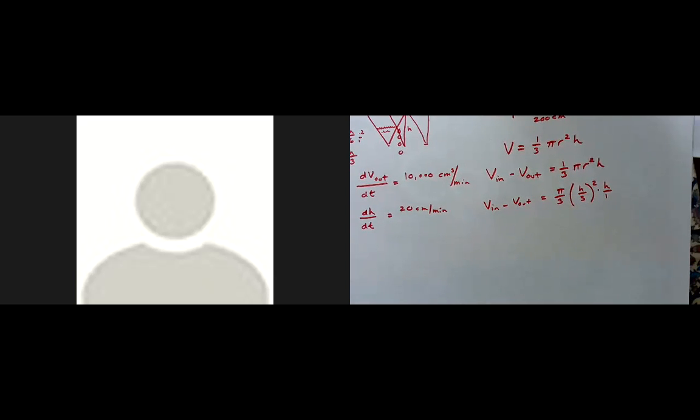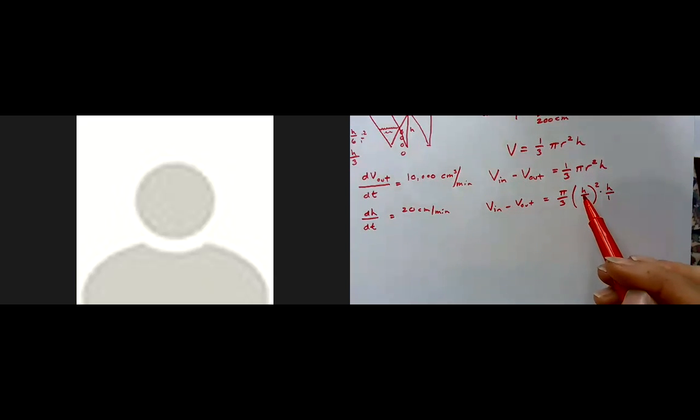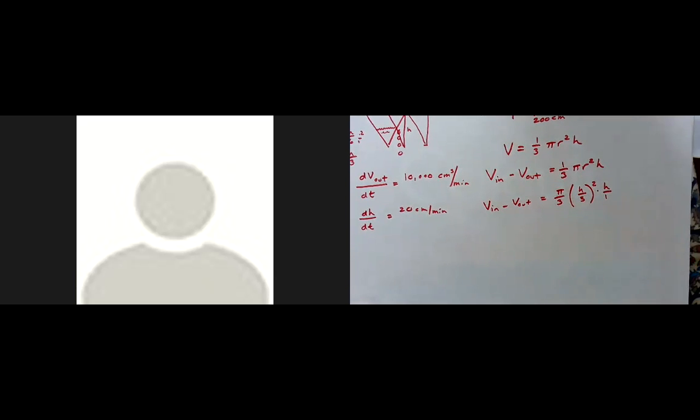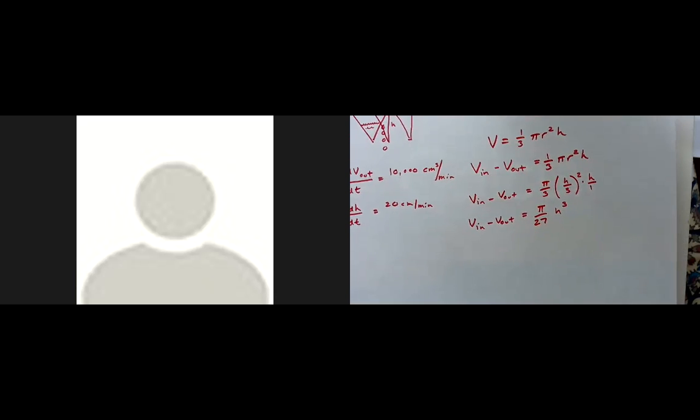Now if I was doing this myself, I probably would have just put this down as h squared over 9, but I want you to see everything that's happening. So again, I'm just going to simplify that a little bit. This would become h squared over 9, and then I will multiply across. I'm going to have a 9 times 3, which is 27. So I'm going to have pi over 27. H squared times h would be h cubed.